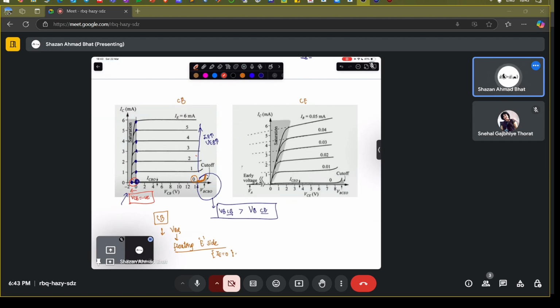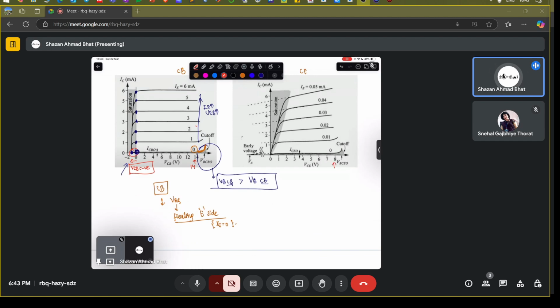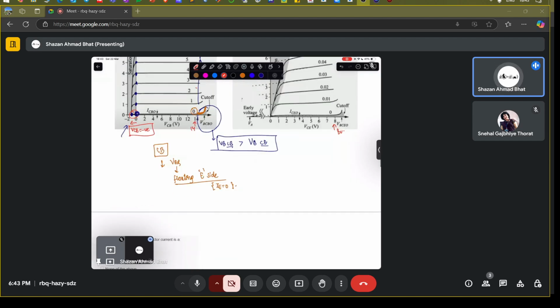You can see the values here. Here it's 14. Approximately at 14 base to collector voltage, you have a breakdown. But in case of here, you have at approximately 8 volt, the breakdown is occurring, and that means occurring at earlier voltages. So in terms of the breakdown, the common base mode is better than that of the common emitter configuration.